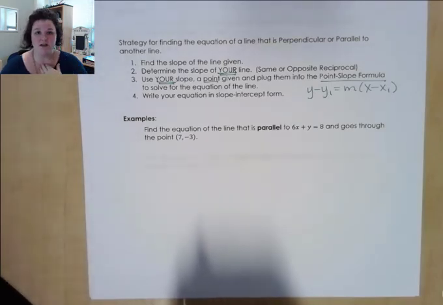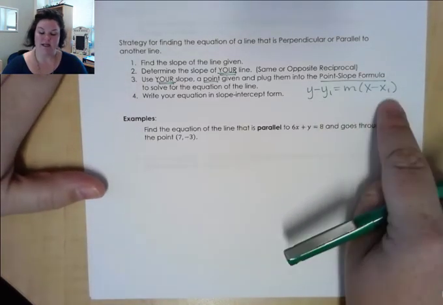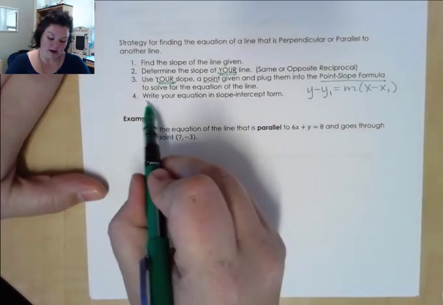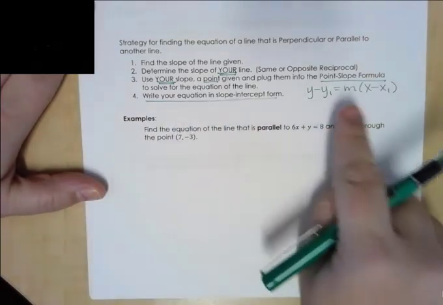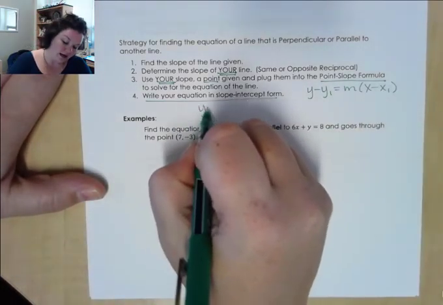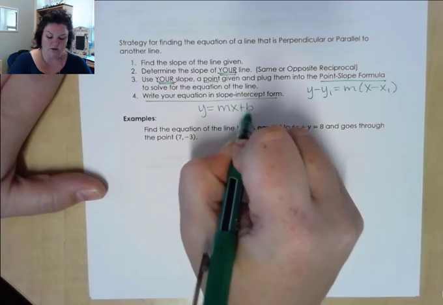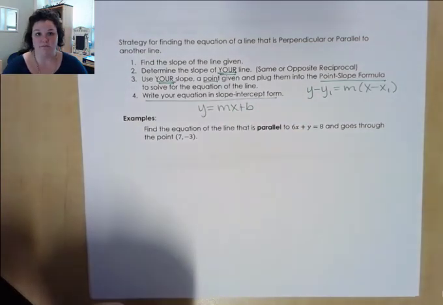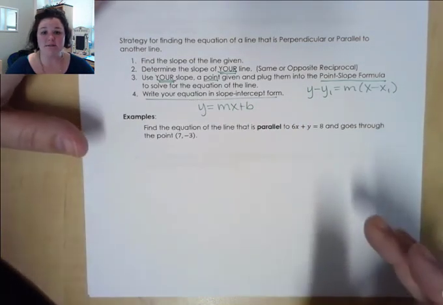Then once we have our slope, we take that slope and a point that they gave us and just plug it in here. And then we want to write our equation in slope-intercept form. So once we plug it in, we're solving for y so that our answer turns out looking like y equals mx plus b. All right, so let's look at some examples.